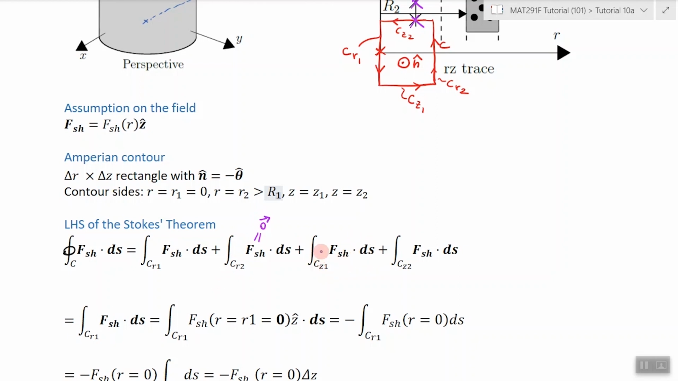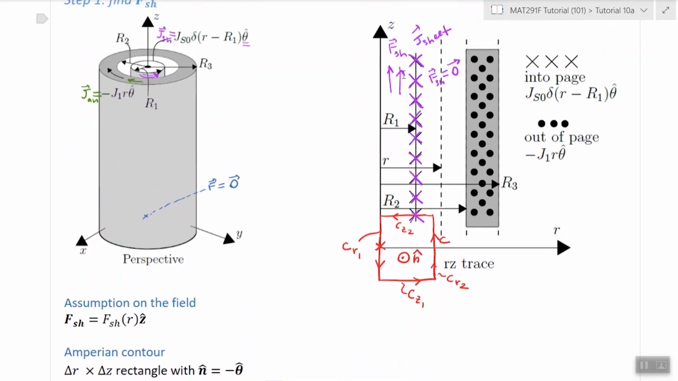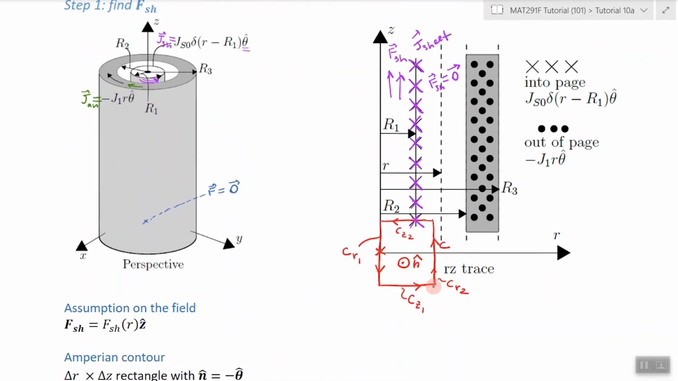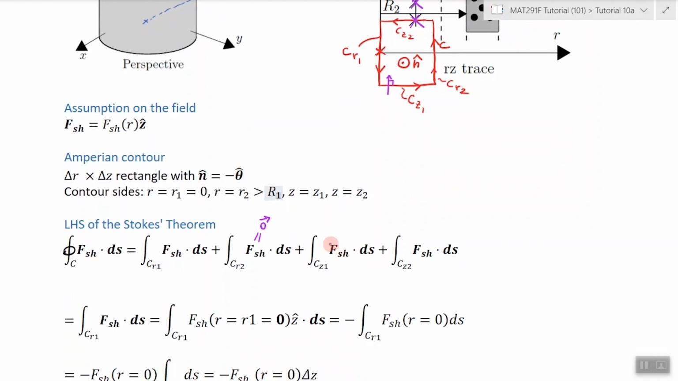For this one, it's actually interesting because on CZ1 we have ds going in this direction, to the right. But F is going either, where did we find out, either up or is just 0, right? So either the two vectors are perpendicular, so ds is perpendicular to the field, or the field is just 0. In either case, this dot product is 0, so the entire integral is 0.